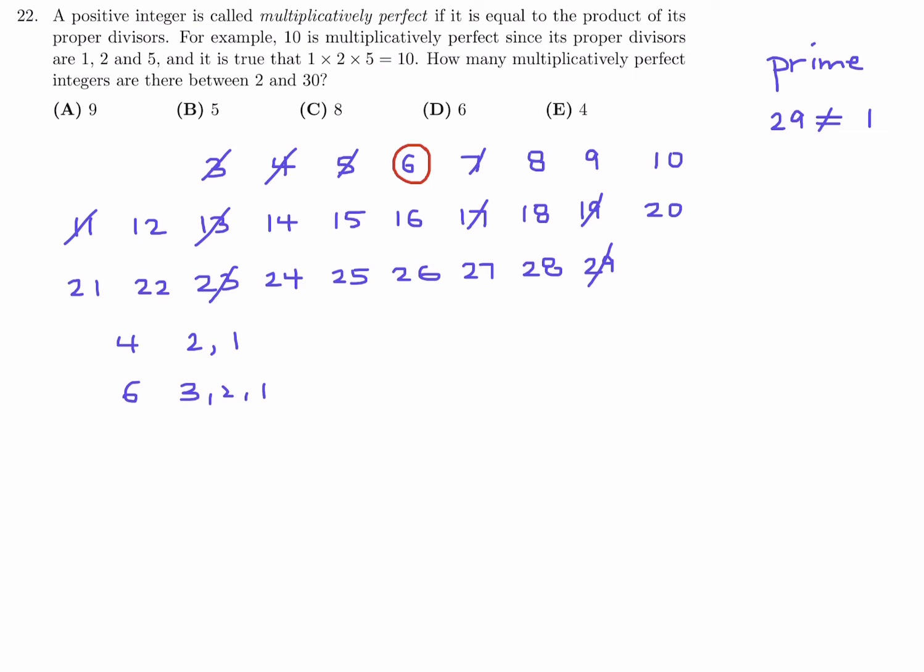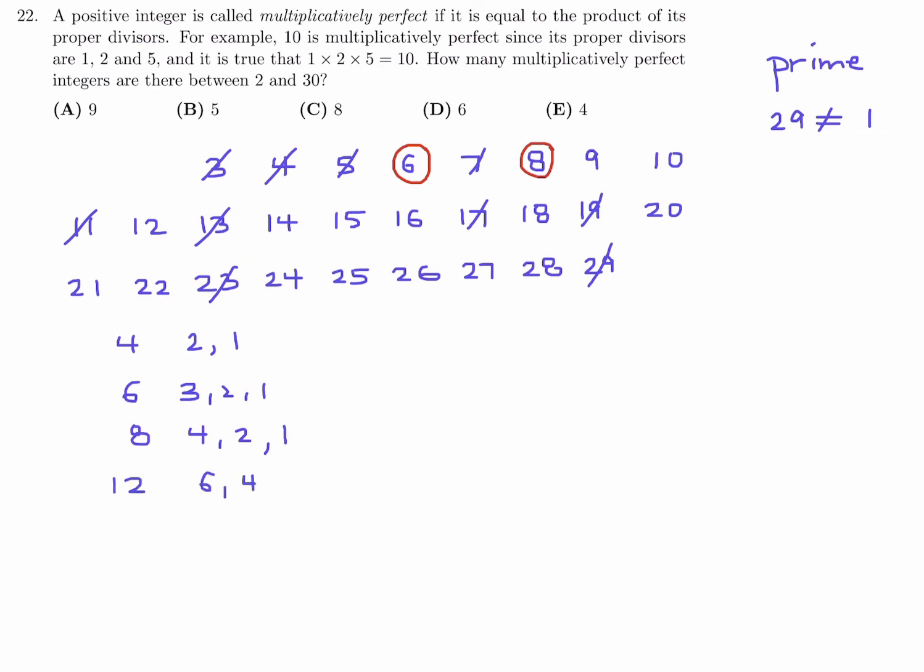What's the next one here? 8, right? The divisors are 4, 2, and 1. When you multiply those, do they give you 8? And the answer is yes, they do. So circle that one. So you see, you get the hang of it. And I'll just keep doing this here.